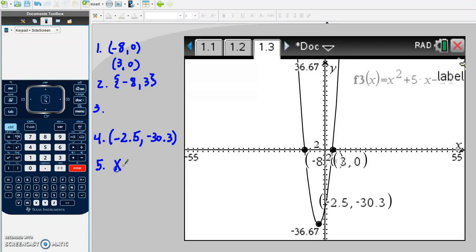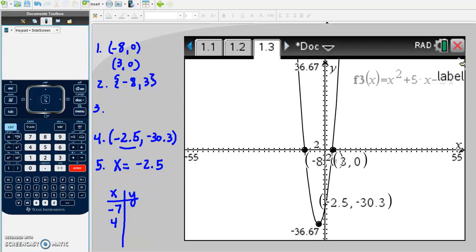And then the fifth thing was asking for the axis of symmetry. So we know it's always an x equals, and it's always the x value of my vertex. So a -2.5. And then they also are wanting us to fill in this little data table where they're asking if the x value is -7, what's the y? Or if the x value is 4, what's the y?